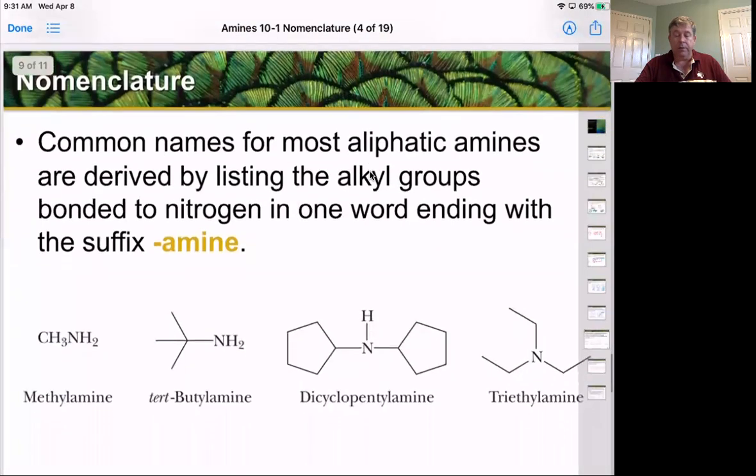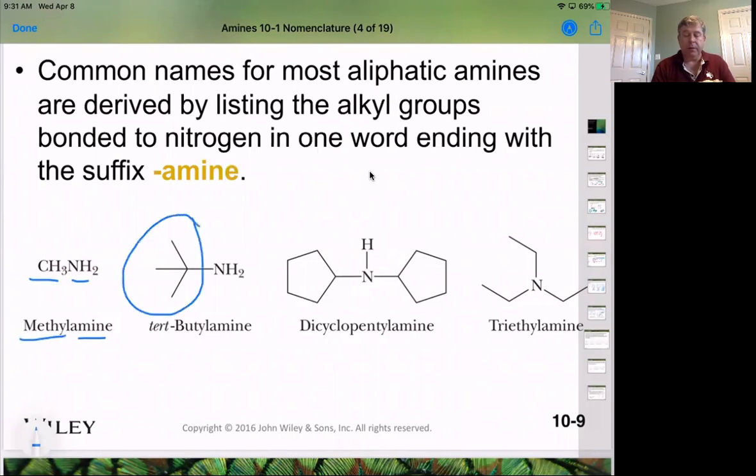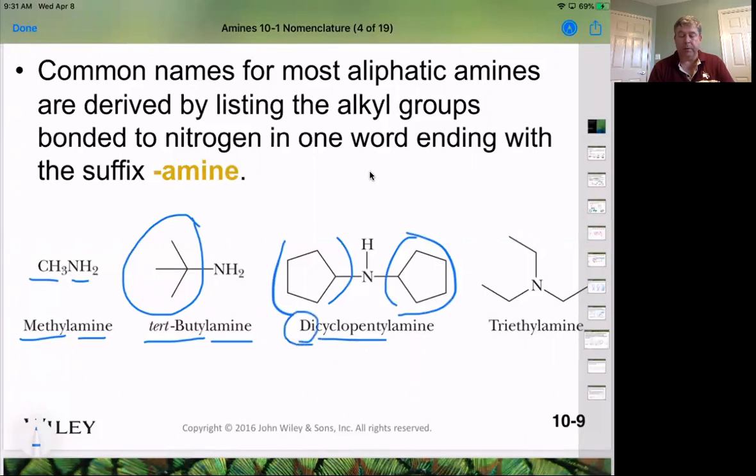Okay. There are also some common names for the very common aliphatic systems right here. So if we just have a methyl group on the aliphatic amine, we just call it methylamine. If we have this alkyl group here, and it happens to be the T-butyl group, we call that T-butylamine. And in this case, we have 2 different cyclopentane groups. So we have cyclopentyl as substituents, but we have 2 of them, so we call it di.